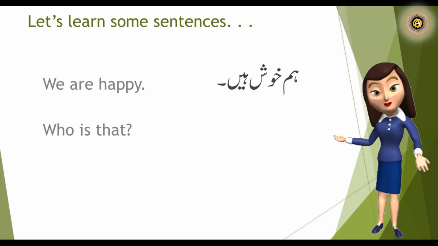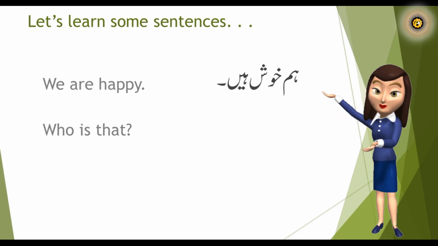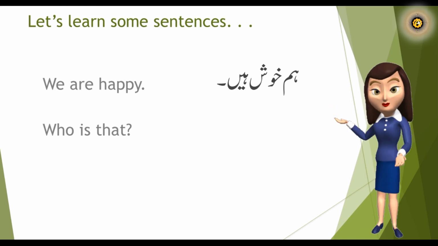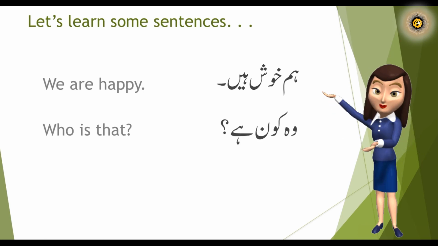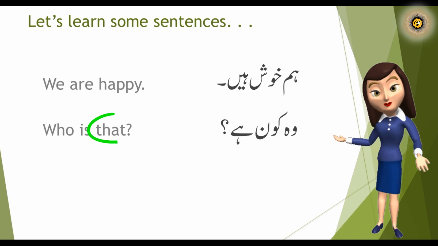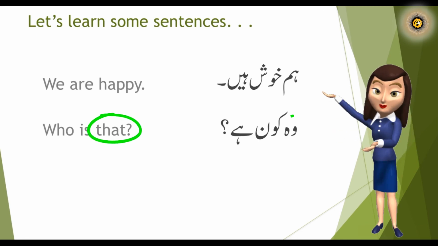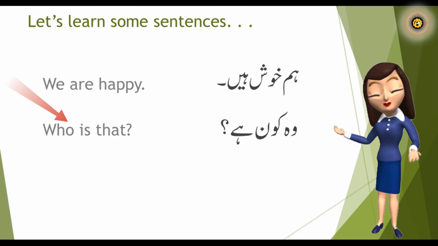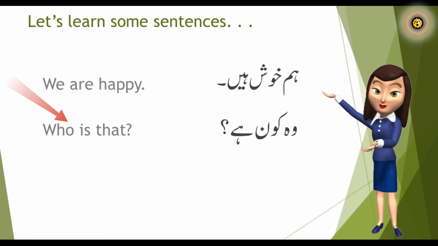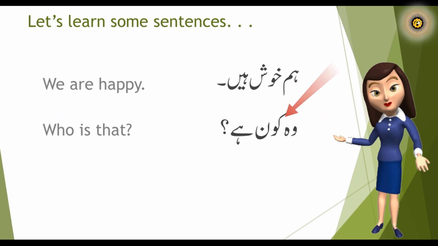Alright, then we say, who is that? When we do not know about somebody, we say, who is that? So, in Urdu we say it, वो कौन है? वो कौन है? Remember that that in Urdu is वो. So, in English we ask and say, who is that? In Urdu we say, वो कौन है?